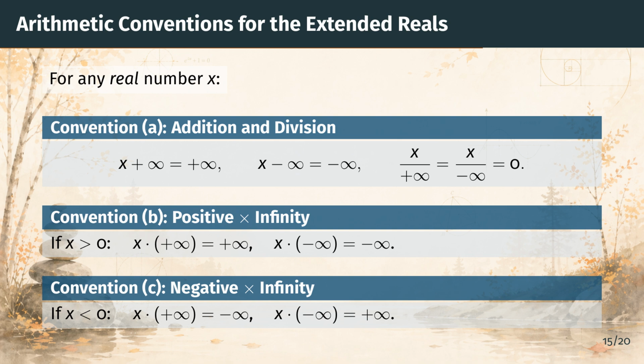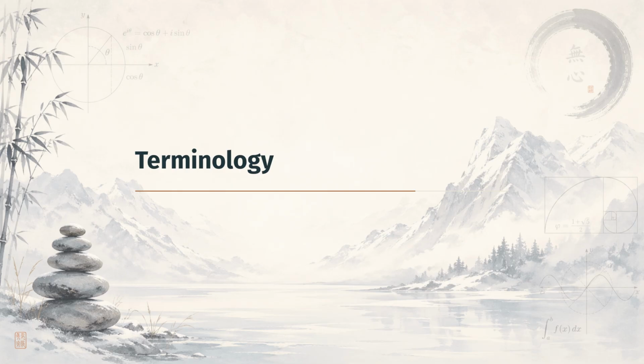Notice that the case x equals 0 is deliberately excluded from both B and C. The expression 0 times infinity is undefined, as it is an indeterminate form.